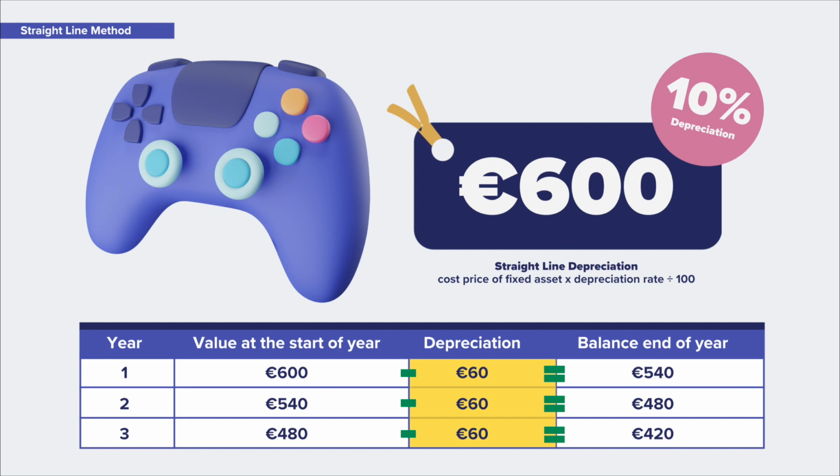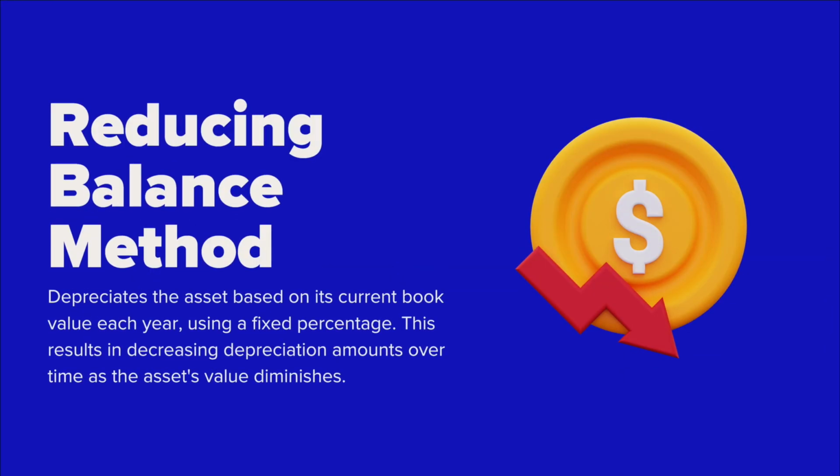Every year the same amount of depreciation is deducted from the asset's value. What you can do here if you wanted, once you find your depreciation rate, is write €60 in each year at the beginning of the question, but it's up to you, whatever way works best for you. Moving on to the reducing balance method.